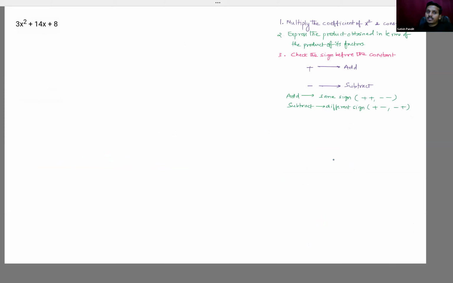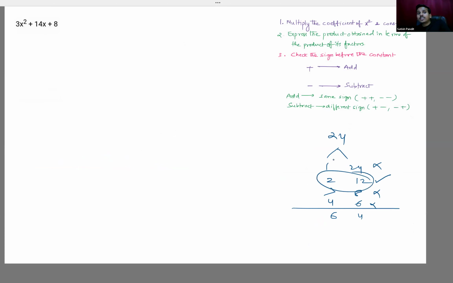We multiply the coefficient of x squared and the constant, you get 24. You can write this as 1 into 24, 2 into 12, 3 into 8, 4 into 6, 5 no, 6 into 4. We stop. Check the sign before the constant, it is plus, so add to get plus 14. This will not give, this will not give. So this is the only possible pair, and we need plus 14, right?